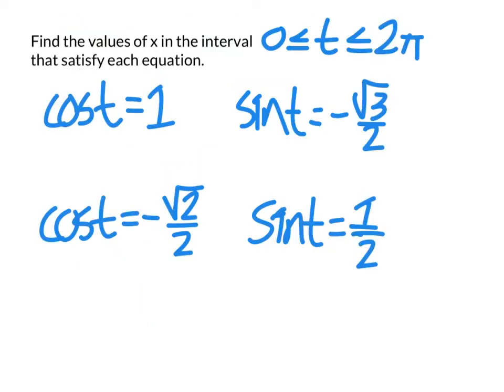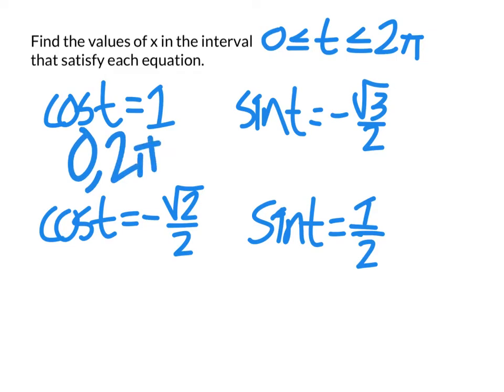And now adding on to that, we can also be asked to find the values of t in the interval 0 is less than or equal to t, which is less than or equal to 2 pi, meaning that just t, the angle, is on the interval of 0 to 2 pi, that satisfy each equation. The first one is cosine of t equals 1. We know that cosine equals 1 at 0 and 2 pi.